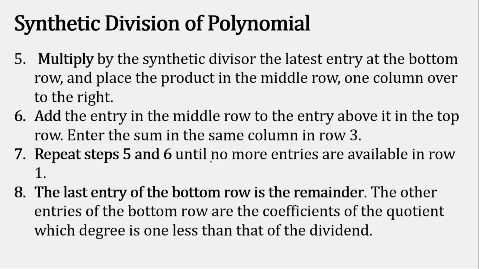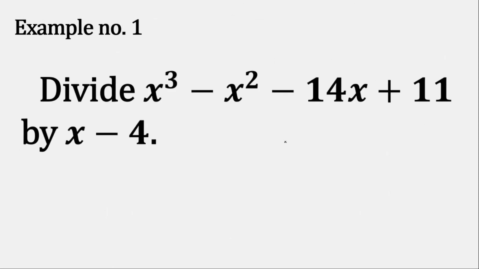The other entries of the bottom row are the coefficients of the quotient, of degree 1 less than the dividend. Now, it's somewhat confusing to discuss this step. It is more convenient and wiser for us to learn how to do it by answering an example. Example number 1. Divide x cubed minus x squared minus 14x plus 11 by x minus 4.